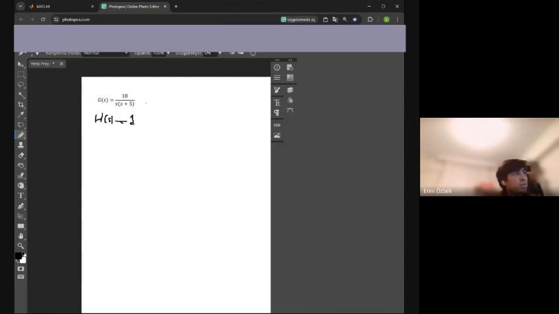Analysis. Let us look at the generator G(s). Our G(s) is 10 over s multiplied by (s plus 5). This is the standalone s term, so we have a type 1 system.